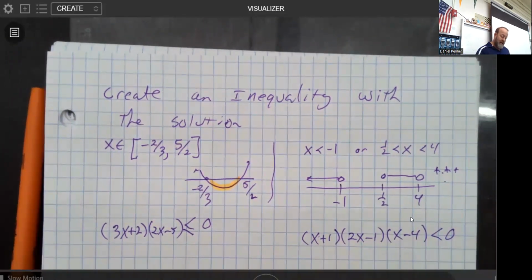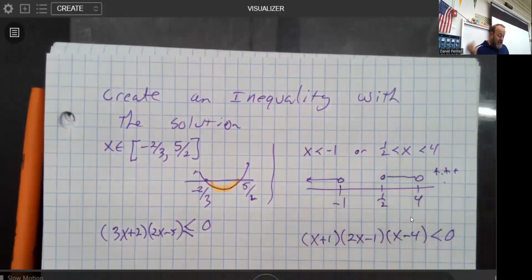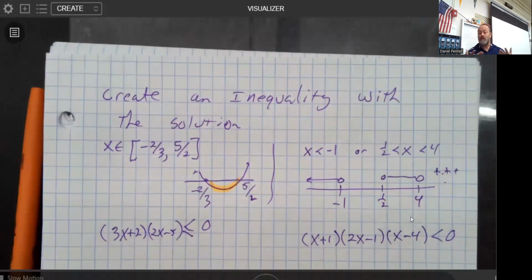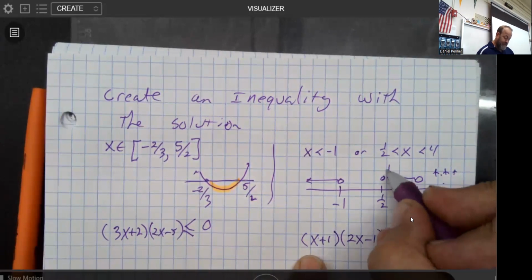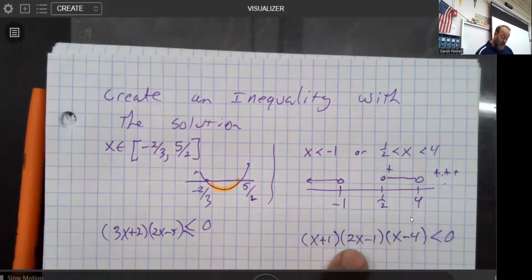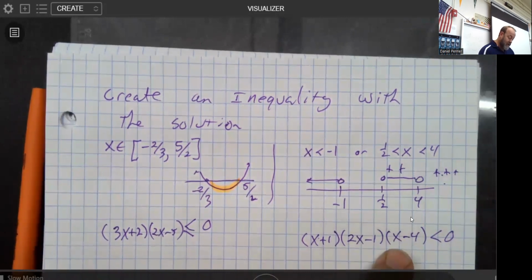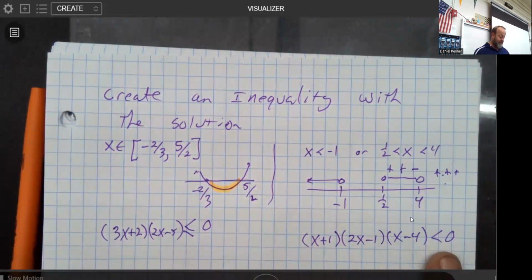And I made it less than 0 because I was not inclusive of those numbers. That's just a convenient way to do it, not the only way, and I could check my answer, like pick a number in here, like 2. 2 plus 1 is 3, which is positive. 2 times 2 is 4, and 4 minus 1 is 3, which is still positive. But 2 minus 4 is negative, and the product of two positives and a negative is, in fact, under 0, which is what I wanted.